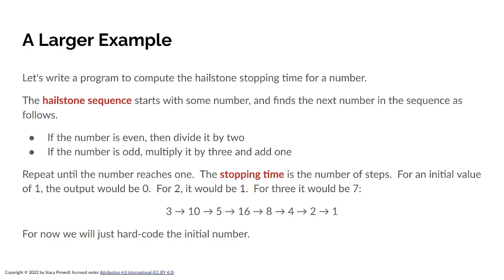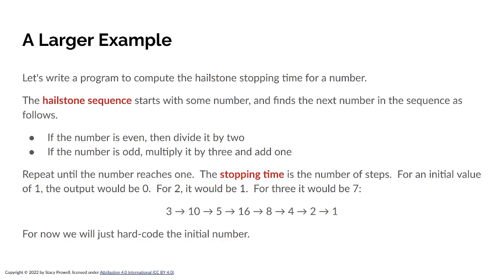So let's write a program that computes the stopping time for a number sequence called the hailstone sequence. In the hailstone sequence, we start with a number, and then we choose the next number in the sequence based on one of two rules. So let's pick a positive integer. That's what we start with. And let's pick 3. Now, here are two rules.